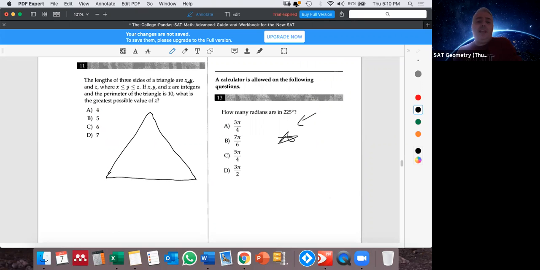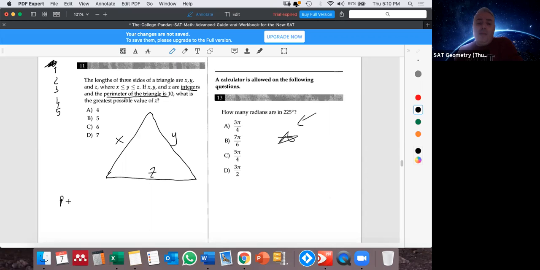Since it says triangle, let's draw. The lengths of three sides of a triangle are X, Y, Z. I don't know how they are. Let me put X, Y, Z. The order is not important. If X, Y, Z are integers, yes, it is important. What do integers mean? 1, 2, 3, 4, 5. Even 0, but 0 cannot be, since 0 length means nothing, but this is something, so a triangle. And the perimeter of the triangle is 10.